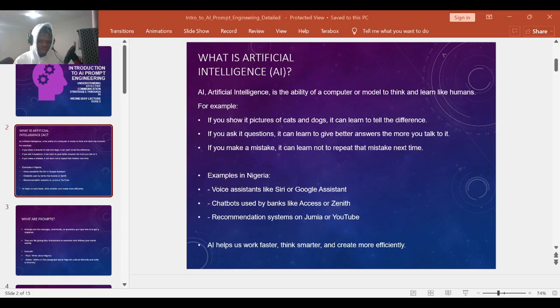Instructive prompts mean you're instructing the AI. You're directly telling it, this is what I want you to do.